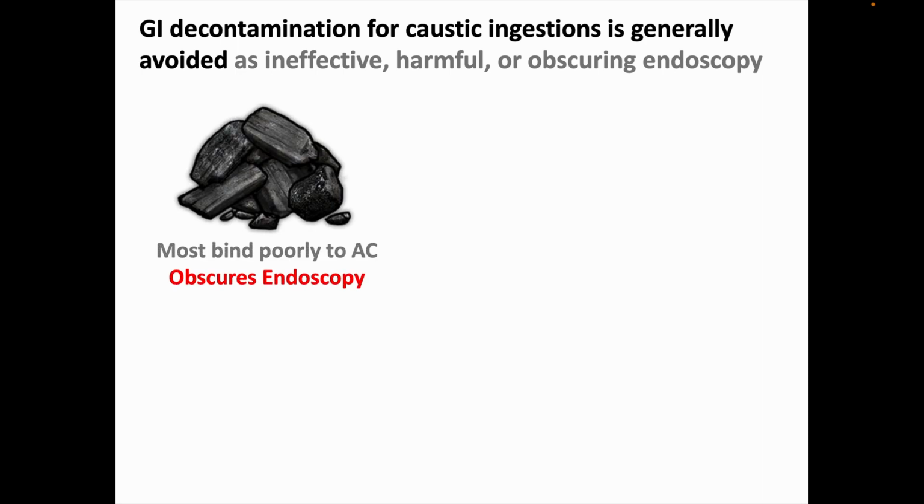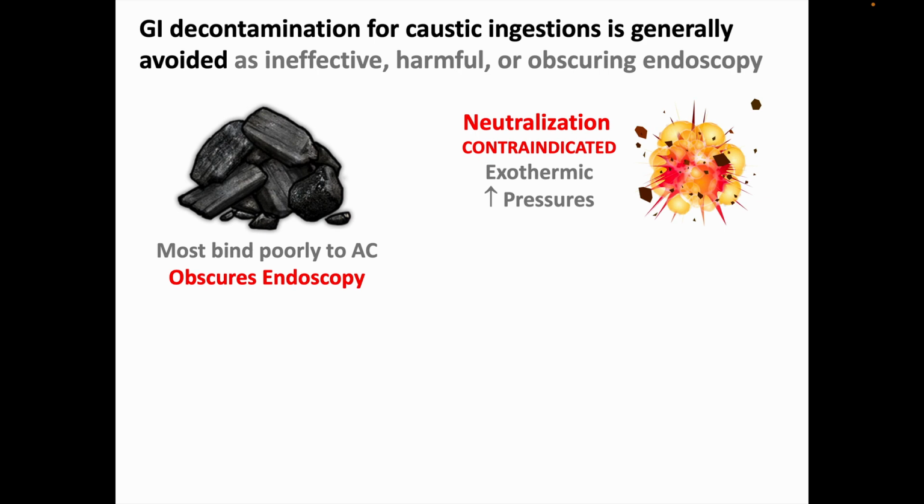GI decontamination for caustic ingestions is generally avoided because most measures are either ineffective, harmful, or they obscure endoscopy, which is necessary for determining the degree of injury and what treatment is indicated. Most caustics bind poorly to activated charcoal, but even if they did bind better, we'd hesitate to give it to avoid obscuring endoscopy.